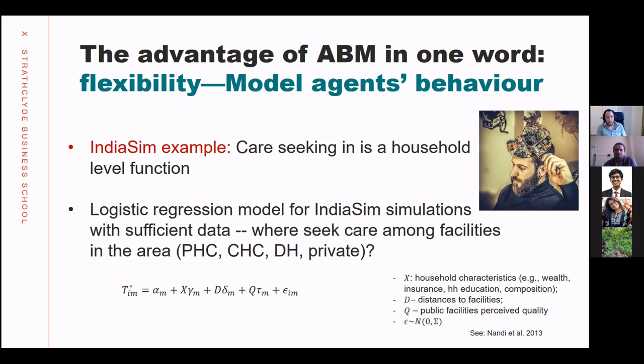But there's a model that looks at household-level characteristics such as wealth, whether it's insured, education level, as well as the distance of the household to different healthcare facilities and the perceived quality of these healthcare facilities, since that quality is based on how individuals view the facilities when they decide where they seek care, as well as whether they seek care. So you can see there's a paper from 2013 that was specifically about this logistic regression model.